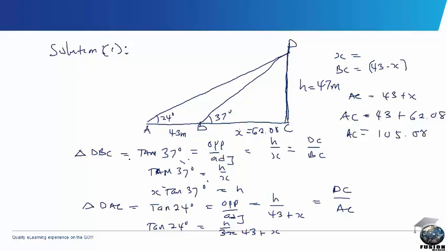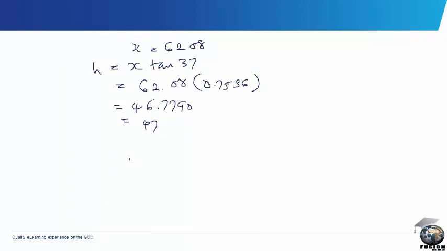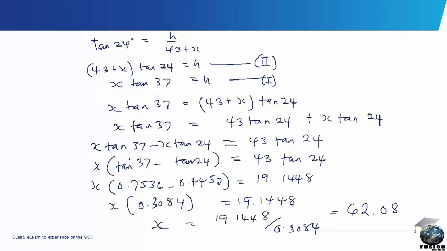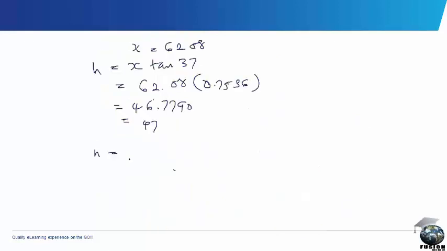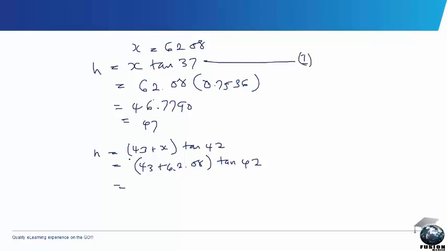You can as well use equation 2 to determine the height. In equation 2, h is equal to 43 plus x, and then tan 42. We had that x is 62.08. Let's see whether it gives us the same thing. The previous one was derived using equation 1; this one we are trying with equation 2 to see whether we arrive at the same answer.